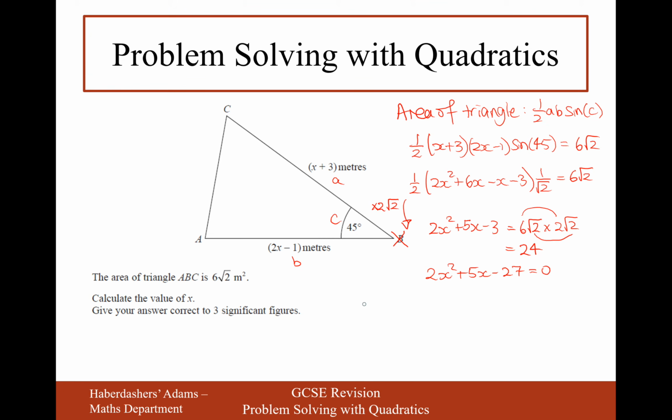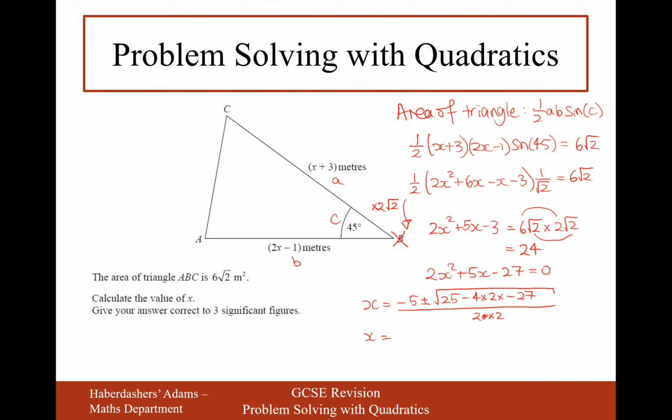And now the final thing to do here will be to use the quadratic formula. So that's going to be x equals minus b plus or minus the square root of b squared, that's 25, minus 4 times 2 times minus 27, all over 2a, that's 2 times 2.